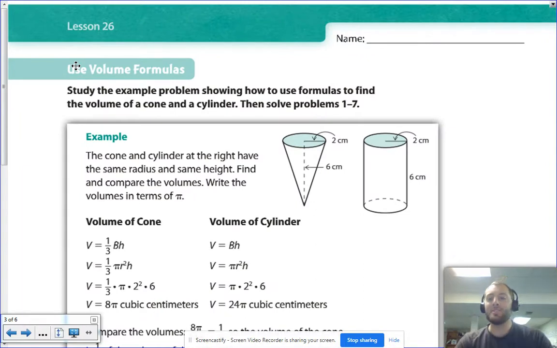Oh, sorry. I had to turn up the volume there because it wasn't loud enough. Volume. We're talking about volume here.